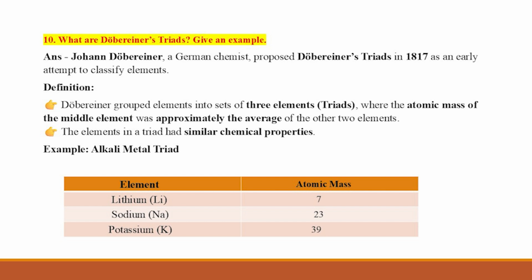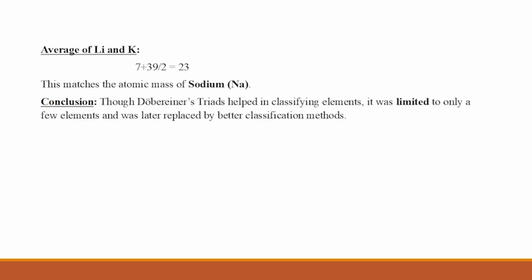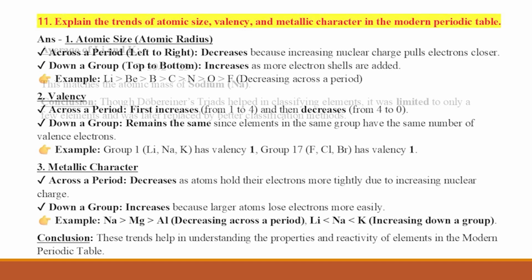Example, alkali metal triad. Element, atomic mass: lithium Li, 7; sodium Na, 23; potassium K, 39. Average of Li and K: (7 + 39)/2 = 23. This matches the atomic mass of sodium, Na. Conclusion: though Dobereiner's triads helped in classifying elements, it was limited to only a few elements and was later replaced by better classification methods.